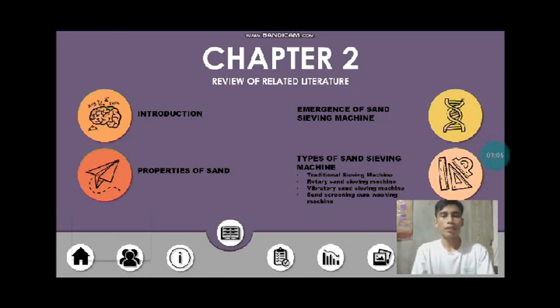First, traditional sieving machine. Second, rotary sand sieving machine. And the third, vibratory sand sieving machine. And for the last one is the sand screening cum washing machine.